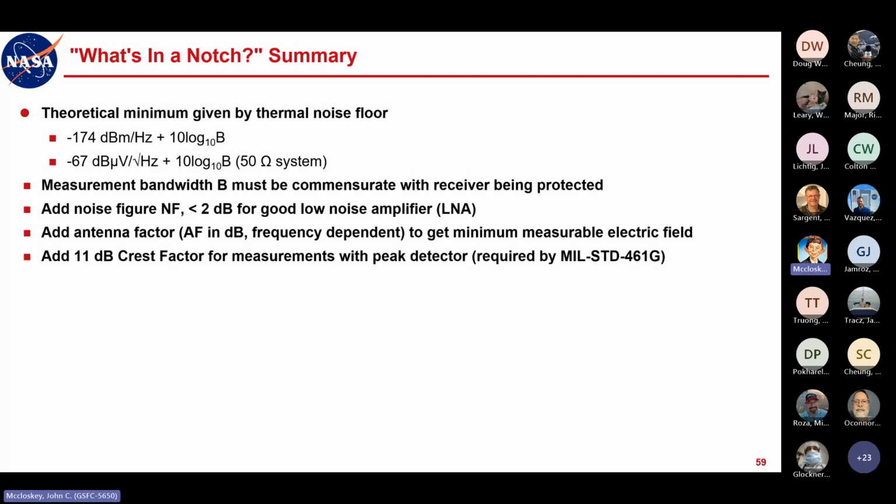They did not specify a measurement bandwidth for the receiver being protected by that notch. And so in the course of walking through this analysis for that notch level, I intentionally, ridiculously used a 1 hertz measurement bandwidth because I didn't have anything else to go on. And even just assuming a 1 hertz measurement bandwidth, the theoretical minimum I came up with for my noise floor was still about 17 dB higher than the notch that they were specifying.